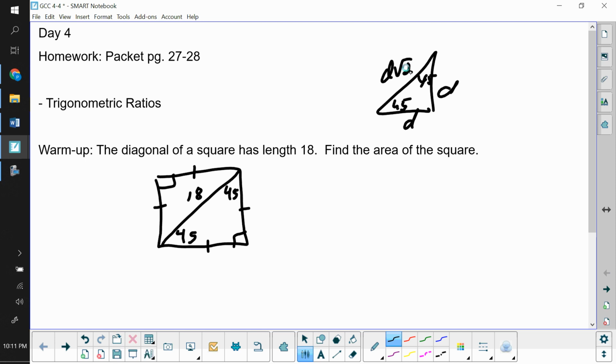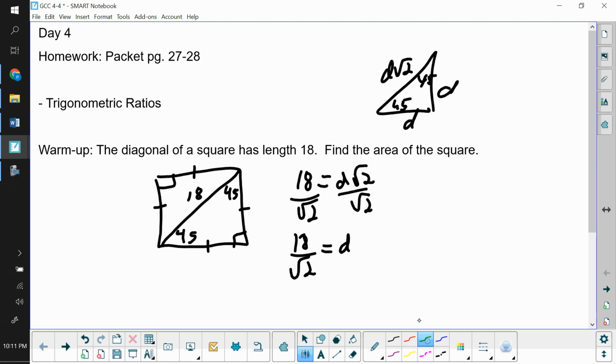So first step we always do is take the numbered side they give us, 18 in this case, set it equal to what we have from our D's, so equals D square root of 2. Next we'll solve for D, so divide both sides by square root of 2. We get 18 over square root of 2 is equal to D. We need to rationalize that by multiplying top and bottom by square root of 2. We'll get 18 square root of 2 over 2 for D. Divide the 18 into 2, so you get 9 square root of 2 for D.